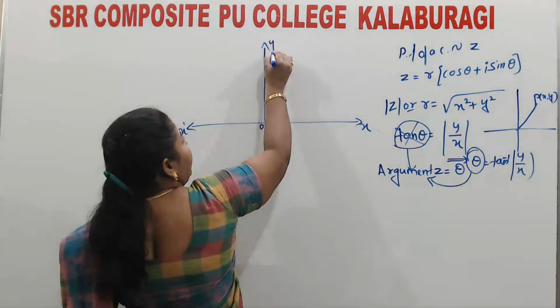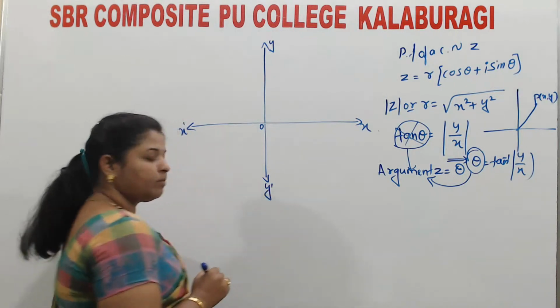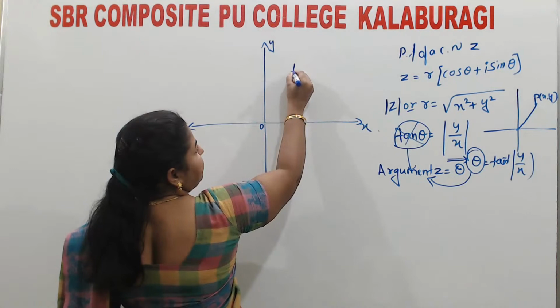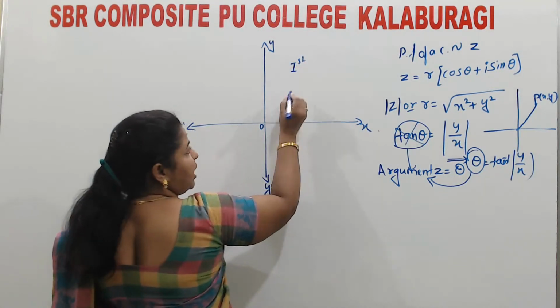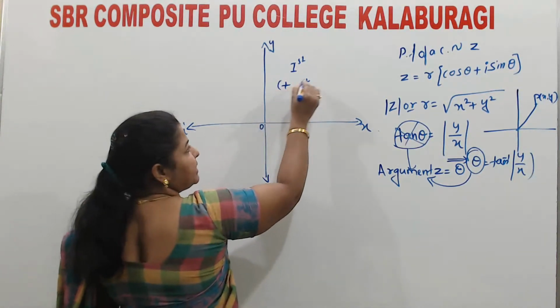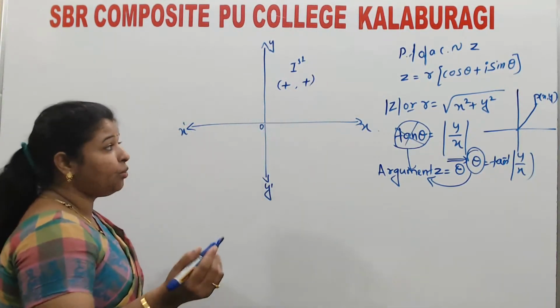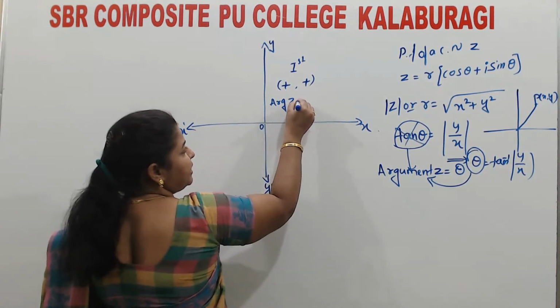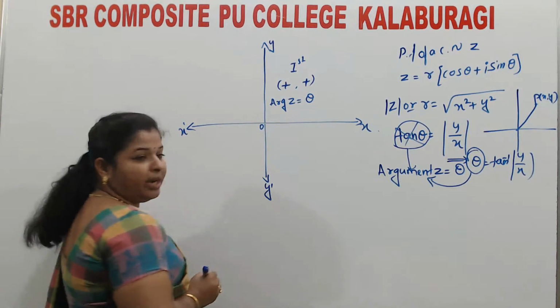Next, y, y dash. Then, first quadrant. In first quadrant, x and y both are positive. How do we write argument of z? Argument of z is equal to theta only, right?